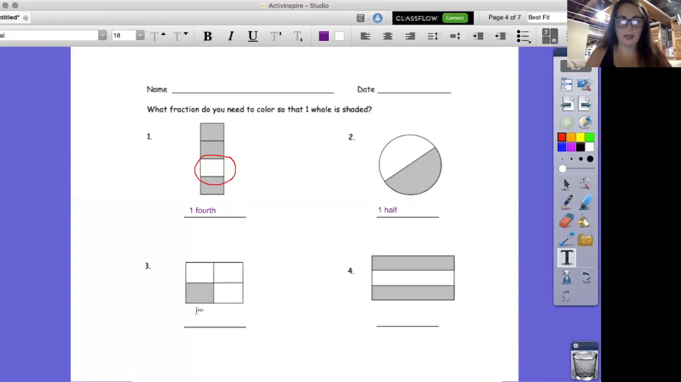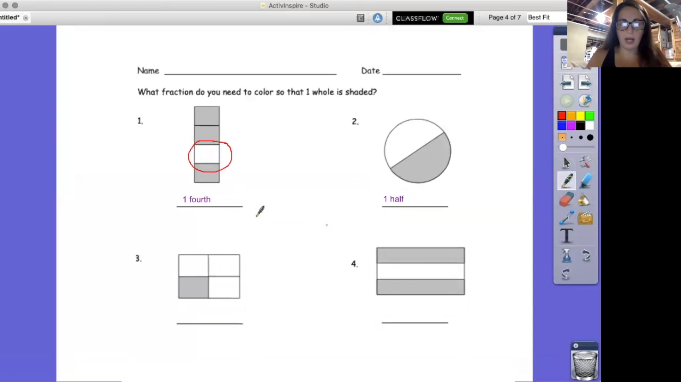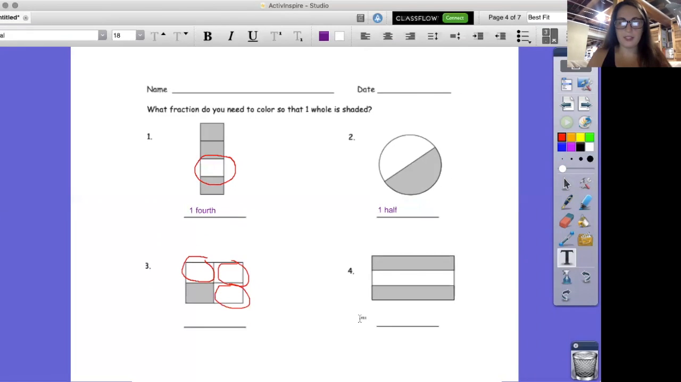All right, let's go to our rectangle down on the bottom, our square. So how many parts is this broken into? I see 1, 2, 3, 4 parts that it's broken into. How many parts would I need to color so one whole is shaded? Let's see. 1, 2, 3. I would need to color 3/4 so that one whole is shaded.